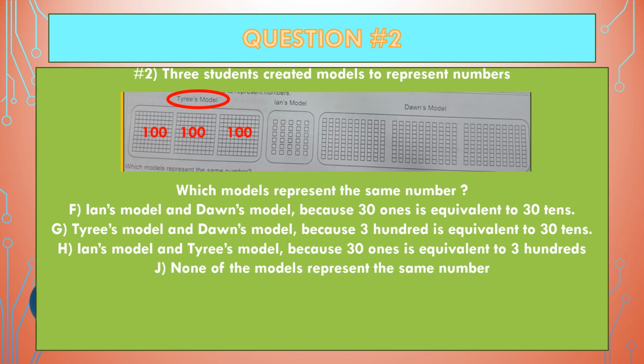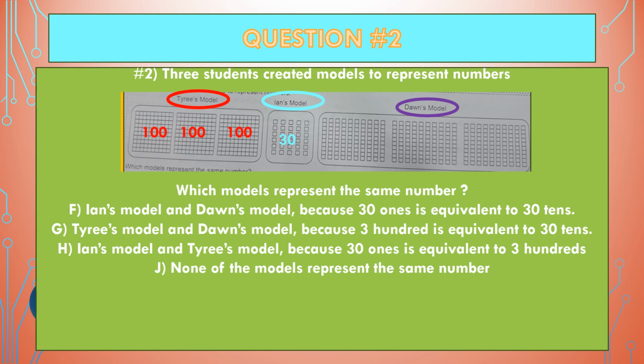Okay. Now let's take a look at Ian's model. When I counted Ian's blocks, his model is made of all units, and each unit, or each square, is equal to 1. So when I counted those, I was able to obtain the total of 30. Now, so far, Tyree's model is equal to 300 and Ian's model is equal to 30. Those are definitely not equal to each other. So let's take a look at Dawn's model.